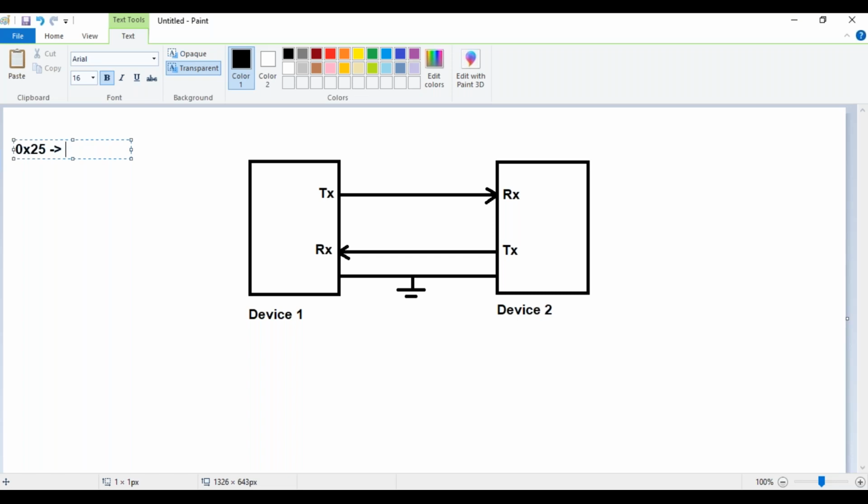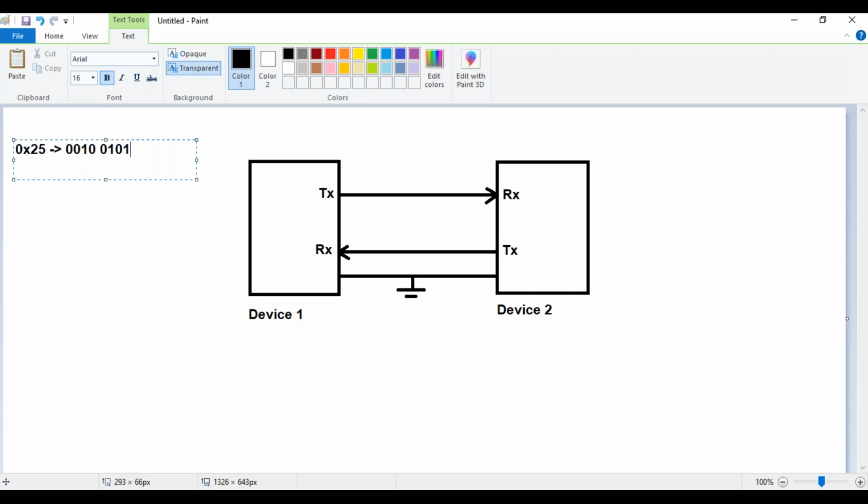It's a serial communication, and the transmission happens bit by bit. So 25 is 00100101. Now, do you think I will directly start transmitting my data after the connection is established?